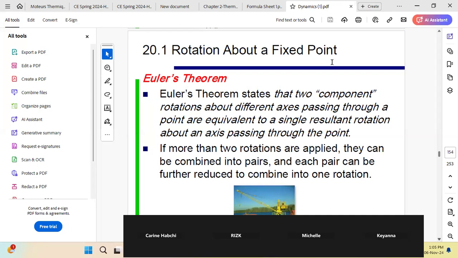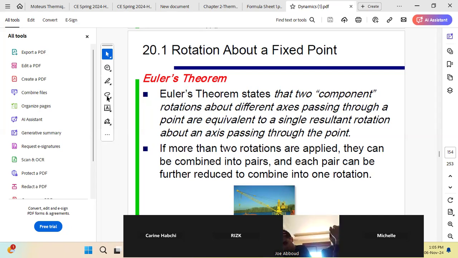So from here, to start with, we need to define how to calculate the total angular velocity of a system in 3D. So we'll introduce Euler's theorem. This theorem states that two component rotations about different axes passing through a point are equivalent to a single resultant rotation about an axis passing through the same point.